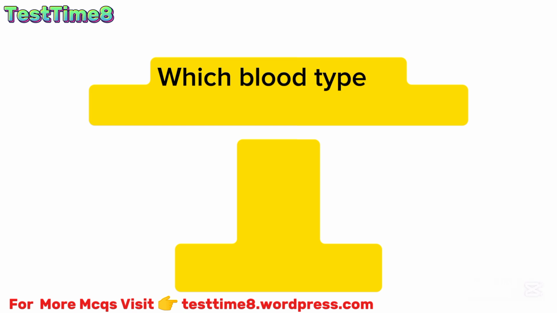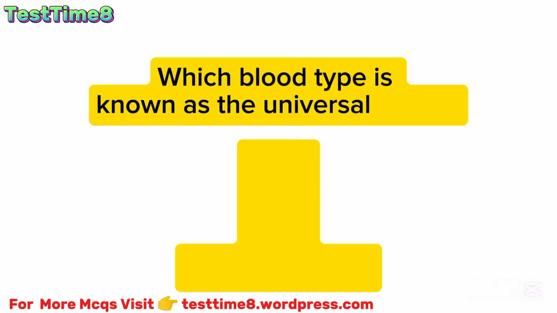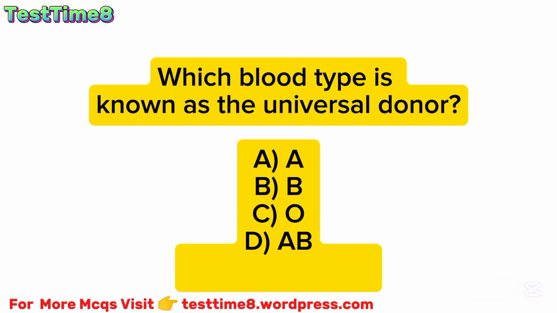Which blood type is known as the universal donor? A. A, B. B, C. O, D. AB. Answer: C. O.